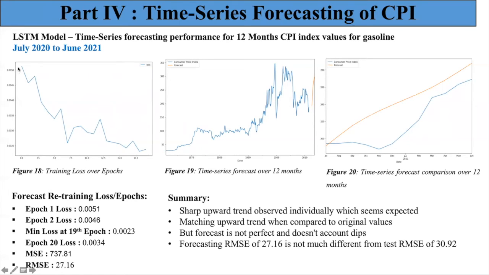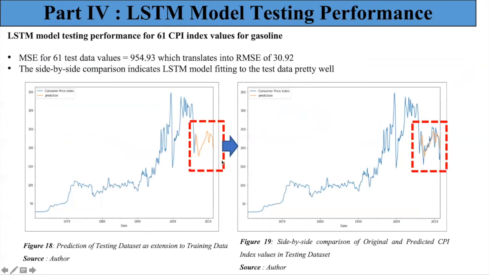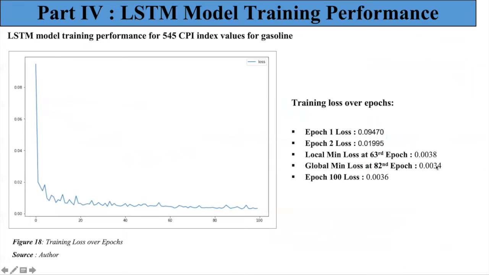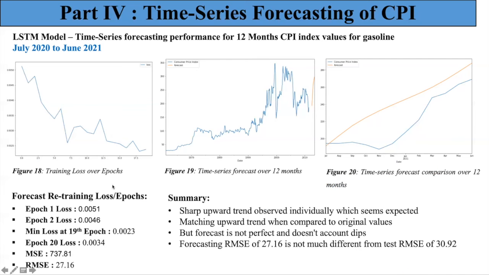As you can see, again, the loss starts from 0.0051 and goes all the way down to 0.0023, which is much lower than the training loss which we previously achieved, 0.0034. So I stopped training at the 20th epoch because it was difficult to continue training beyond that. And we also achieved the minimum loss with MSE of 737 and RMSE 27, which is better than the test RMSE, which we just saw in a previous slide.